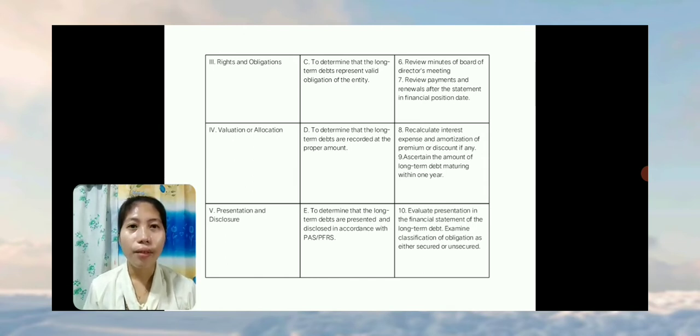4. Assertion, valuation or allocation, to determine that the long-term debts are recorded at the proper amount. Recalculate interest expense and amortization of premium or discount if any. Ascertain the amount of long-term debt maturing within 1 year. Last assertion is presentation and disclosure, to determine that the long-term debts are presented and disclosed in accordance with PAS or PFRS. Evaluate presentation in the financial statements of the long-term debt. Examine classification of obligation as either secured or unsecured.